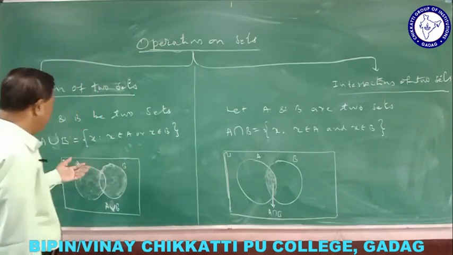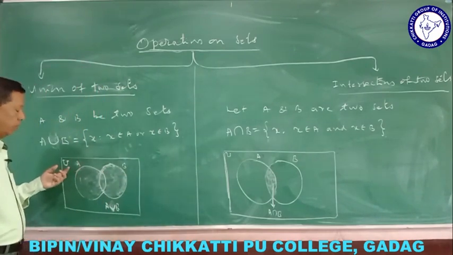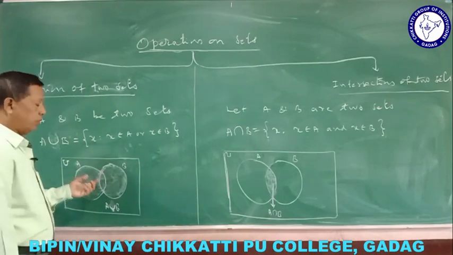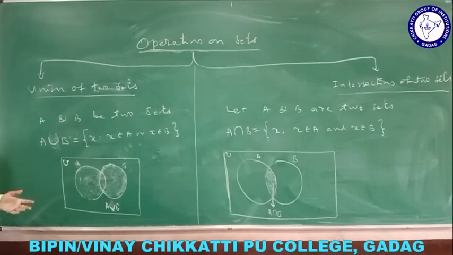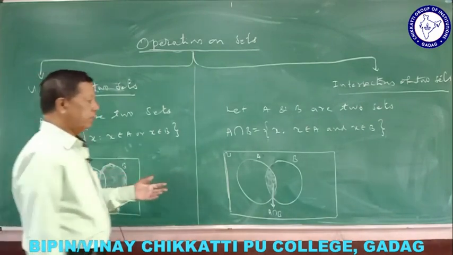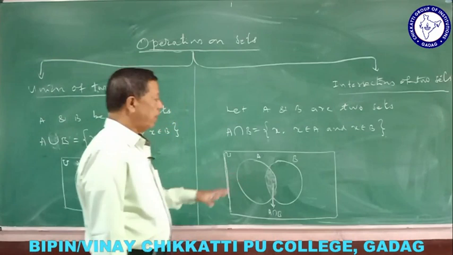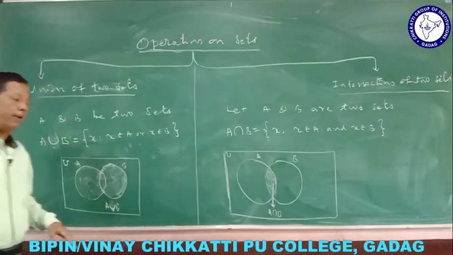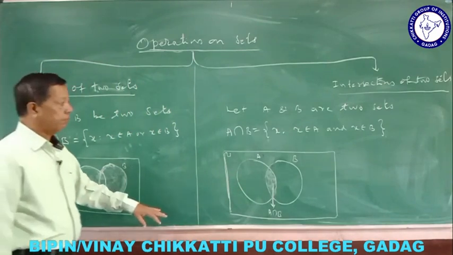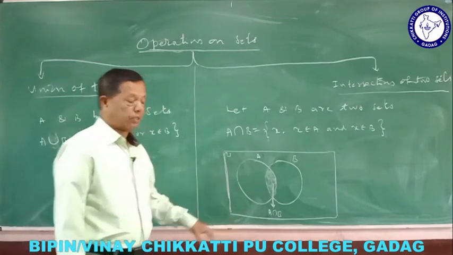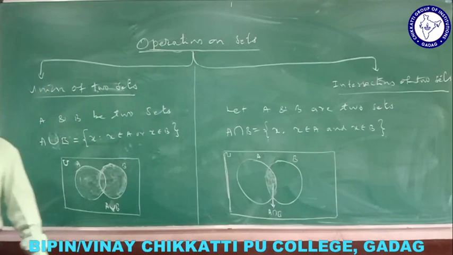And the definition I have already told you: union is the set which consists of all the elements of A and all the elements of B, with the common elements being taken once. Whereas A intersection B consists of only those elements which are in both A and B, and that is called intersection. These are the symbolic representations of the union of two sets and the intersection of two sets by Venn diagrams.